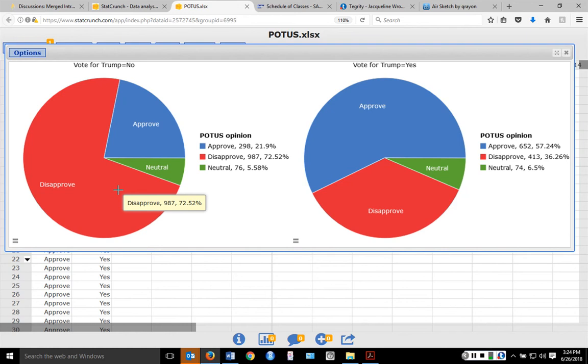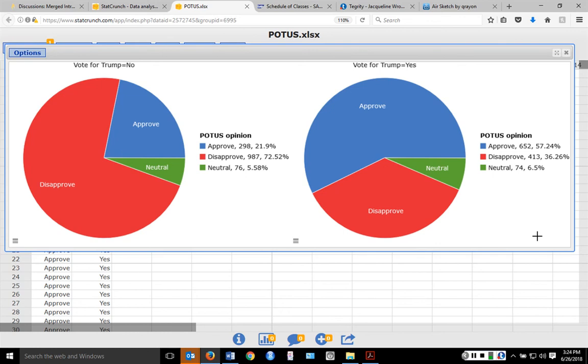Probably not too surprising. First over here, the blue represents those that did approve of the president, but now we're looking at those that did vote for Trump. So are you surprised that those that voted for Trump are more in favor of the president? Again, probably not too surprising. So all we're going to do next is take these 2 plots one at a time and interpret them.